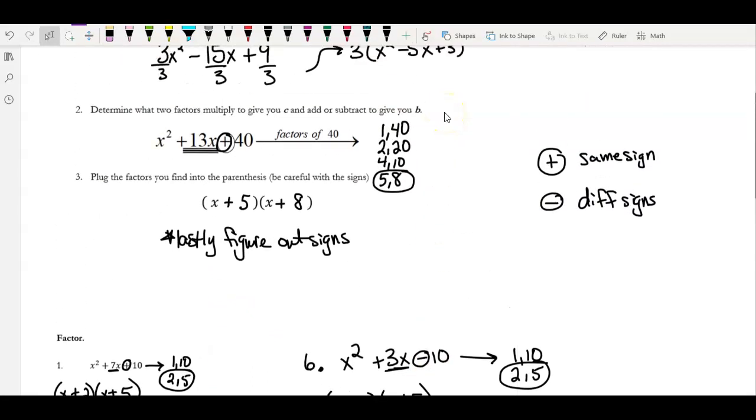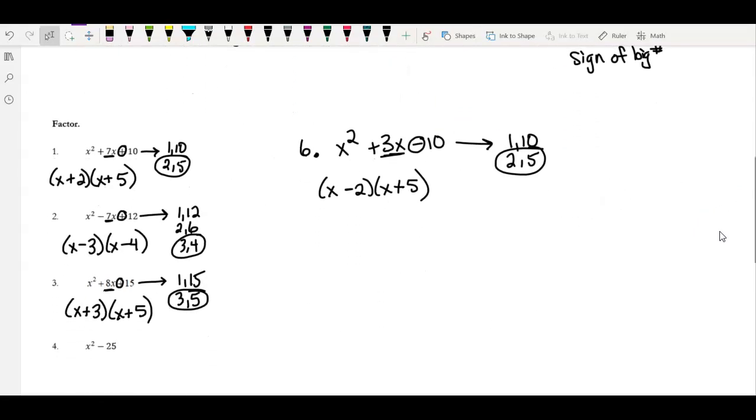So when you have different signs, the middle number is the sign of the big number. Okay, and I'll show you what that means. So the middle number is the sign of the big number. So since my middle number was positive, my big number's positive. That's what that means. Okay, let's try another one.